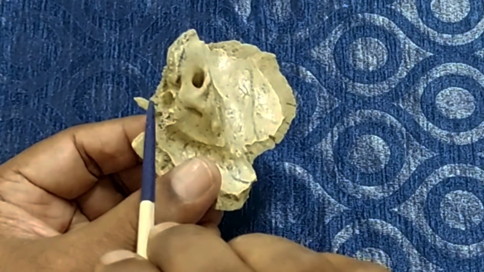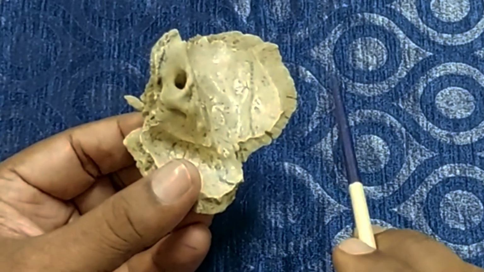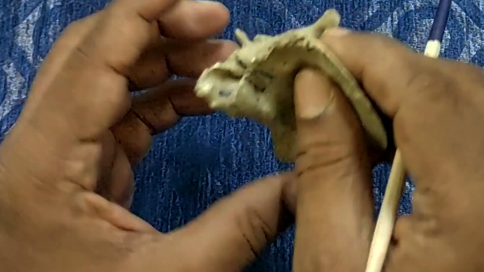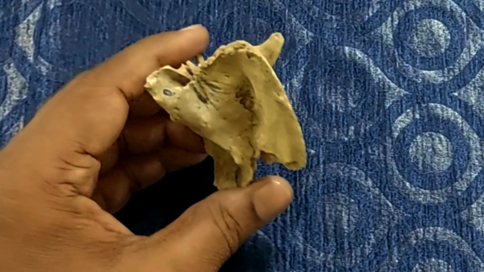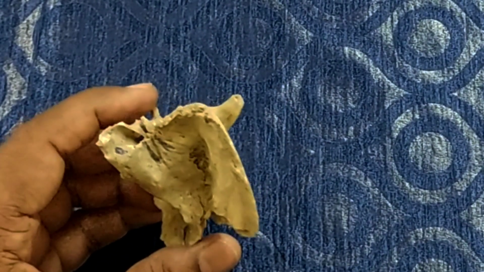Medially on this side, the styloid process is related to the internal jugular vein behind and the internal carotid artery in front, and in between these two, the last four cranial nerves, 9, 10, 11 and 12, intervene between the internal carotid artery and the internal jugular vein. And the styloid process is developed from the cartilage of the second branchial arch.